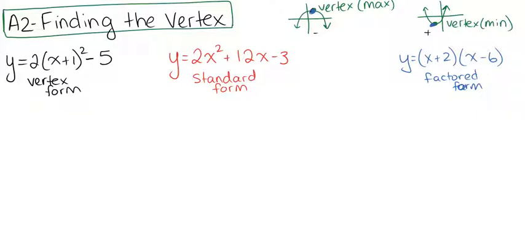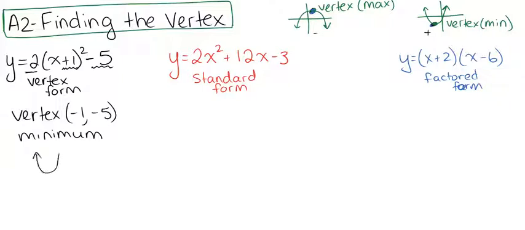So if we want to find the vertex given vertex form, it's pretty easy because the vertex is already isolated kind of. So these two values will give us our vertex. So the vertex of this is -1, -5. And we also know that this vertex would give us a minimum value, because since A is positive, we can tell the parabola is going to open up and the vertex will be at a minimum. So our minimum value would be -5 when x is -1.